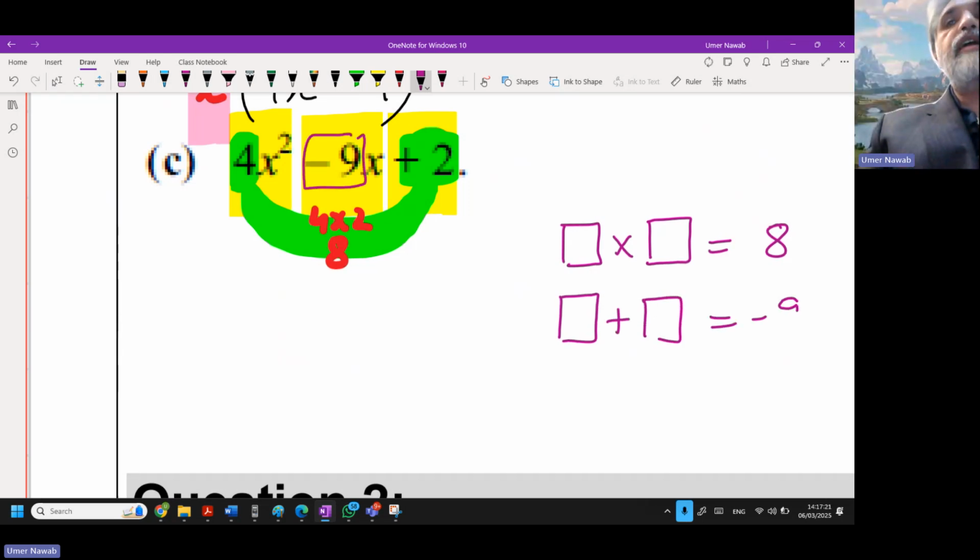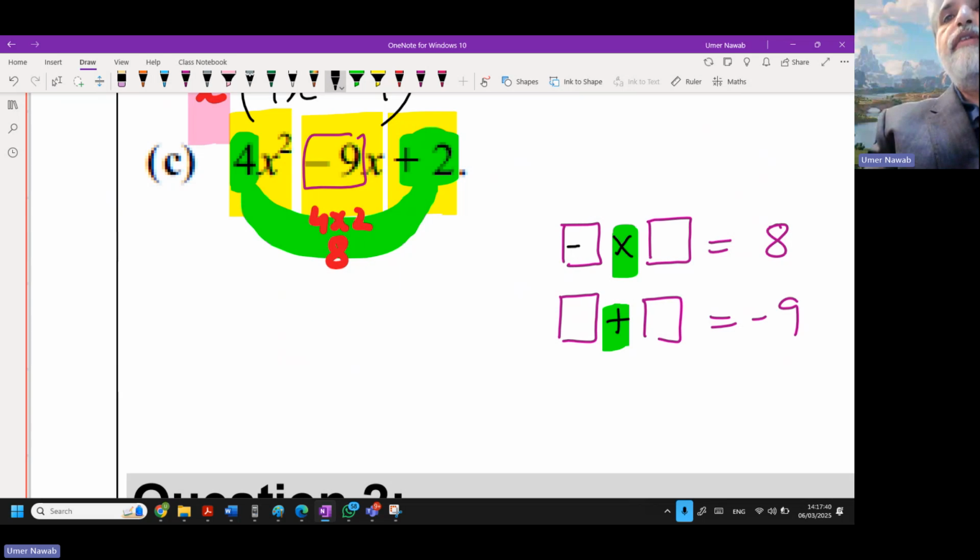And this is the thing which I have taught you in the class. If you multiply the two numbers, you should get 8. If you add the numbers, you should get -9. Now, can you think of those two numbers which can help you to make this situation possible? It's like a riddle, guys.